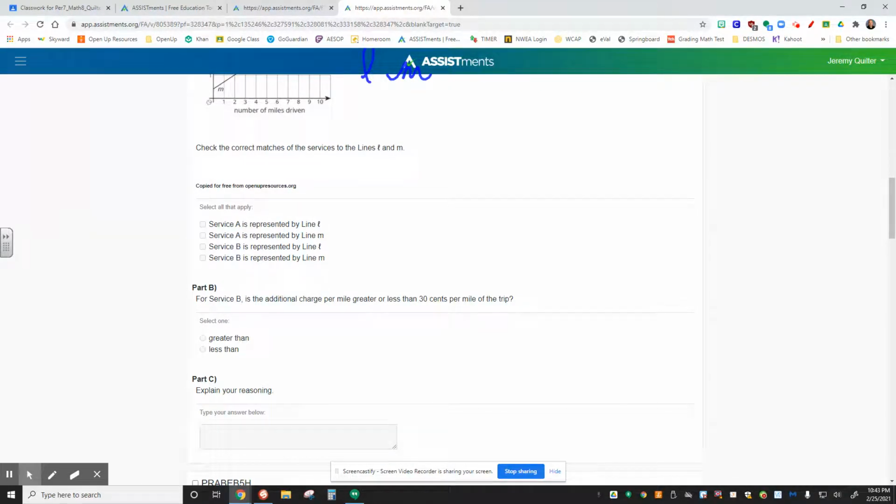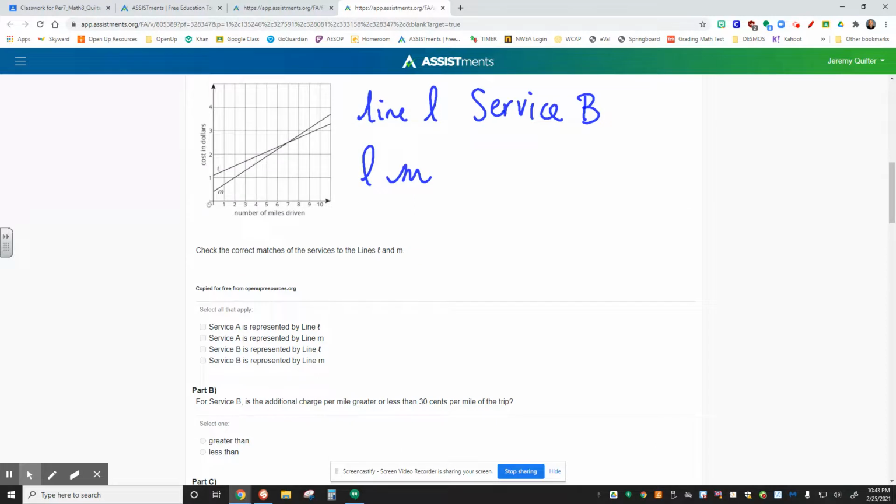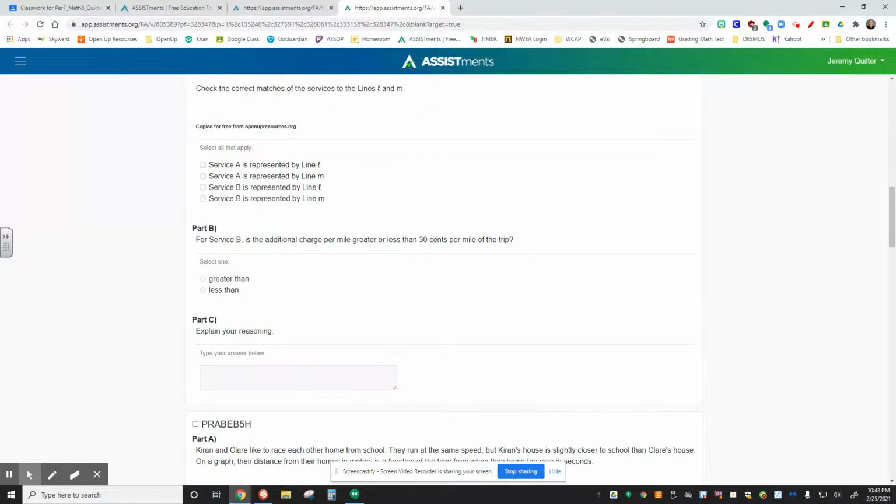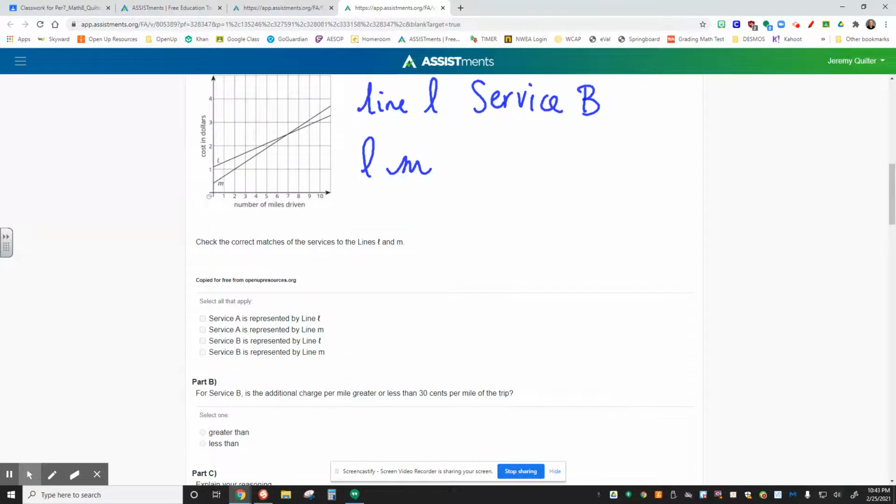For service B, make sure you choose whichever ones are correct right here. Is the additional charge per mile greater or less than 30 cents per mile on the trip? This would require you to read the graph appropriately, telling me what the value of C is per mile. Is it greater than or less than 30 cents per mile? And then explain how you know. Be very specific as you explain how you know whether it's more or less than 30 cents per mile. Use information from the graph, specifically talking about slopes and different points that you might need.